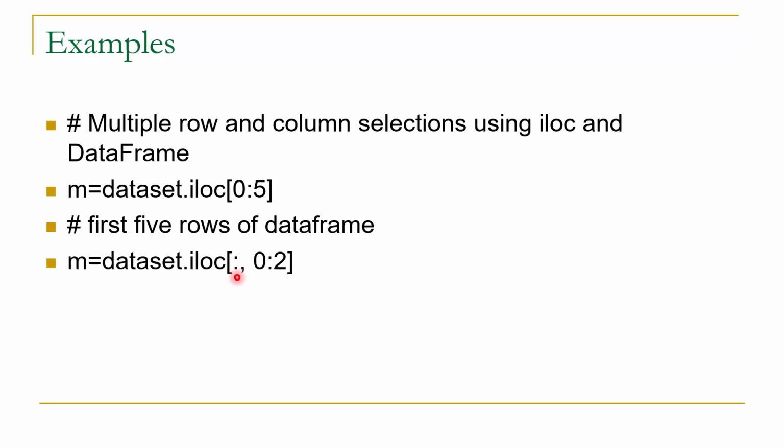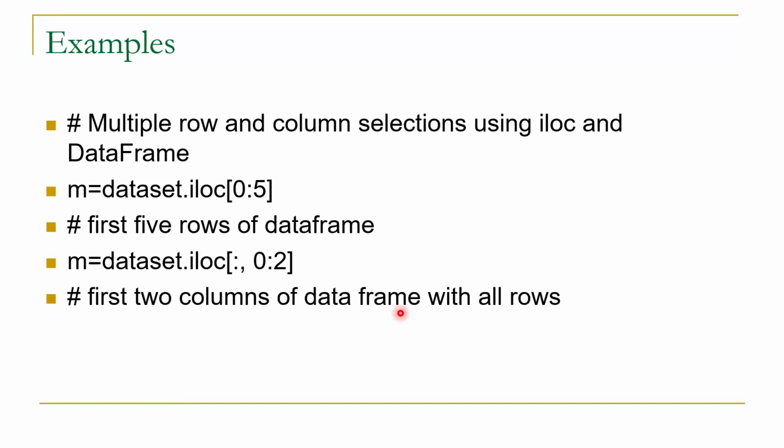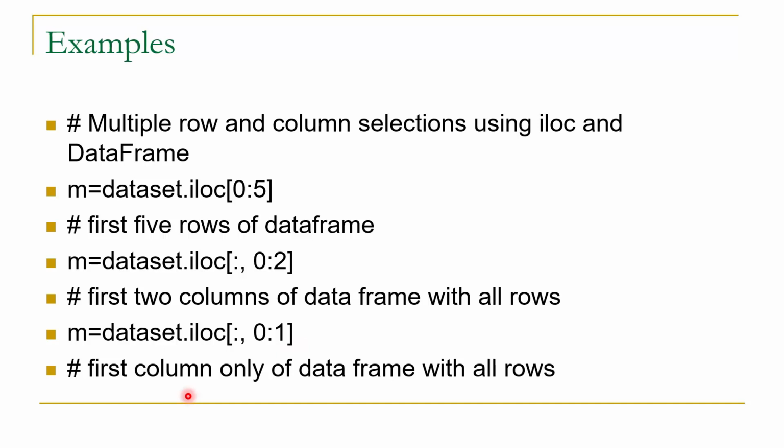Here we are specifying colon, comma, which means all the rows, and columns with index 0 and 1. This 2 will be excluded. So we will select the first 2 columns of the data frame with all the rows. Can you give a thought about the output of this statement? This will select the first column only of the data frame with all the rows. Why first column? Because this 1 will be excluded. So it will select the column at index 0, which will be the first column. And since we have specified colon for rows, it means all the rows for column 1 will be selected by this statement.